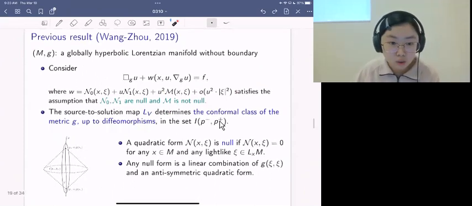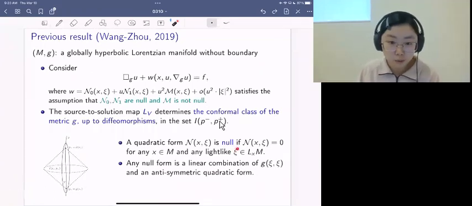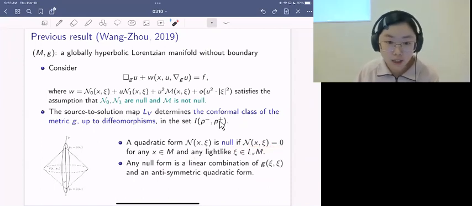Here we say a quadratic form N is null if it is equal to 0 for any point and any light-like vectors. One can show any null form is a linear combination of the Lorentz metric and an antisymmetric quadratic form.